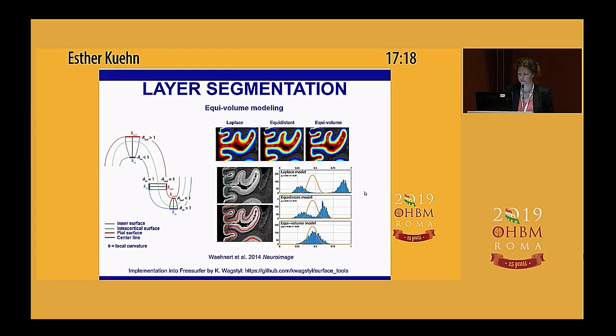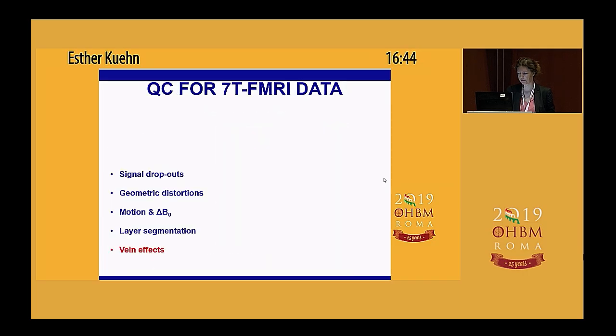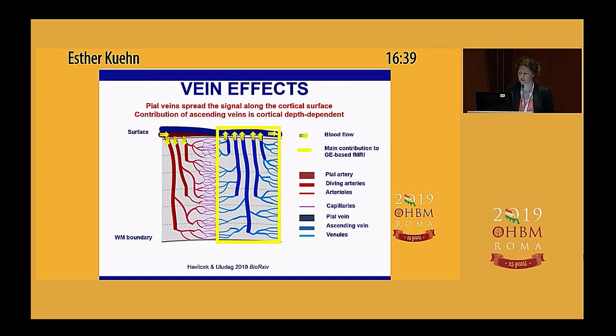And therefore, implementing this algorithm into your pipeline is giving you the possibility, rather than just dividing the cortical depth into equidistant layers, to get a more accurate estimation of how the folding influences your layer estimations. And this algorithm is implemented in the Nighres framework, for example, but it has recently also been implemented into the FreeSurfer pipeline. So you can also use this in FreeSurfer to more accurately model the contribution of the depth on the layer segmentation. The last aspect I want to focus on is the effect of veins on your data.